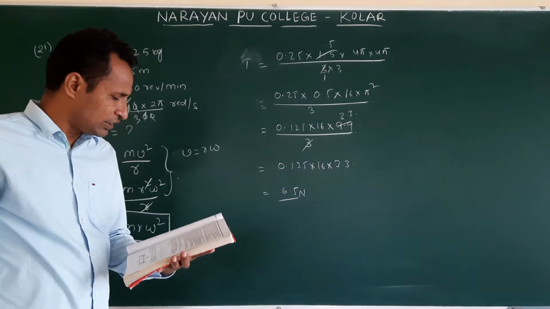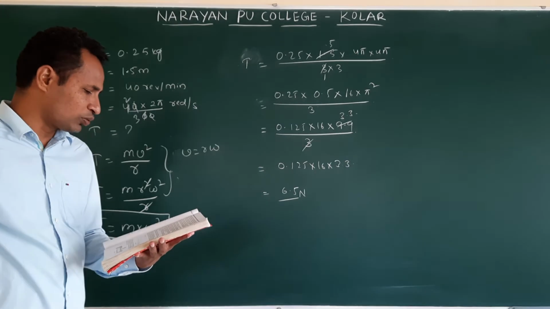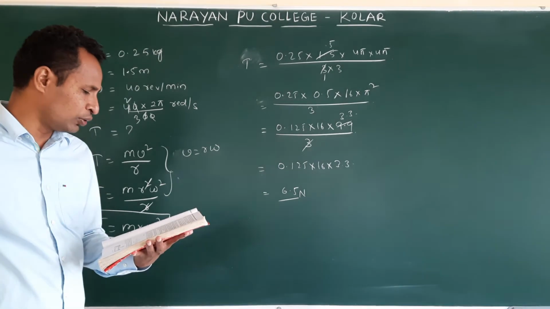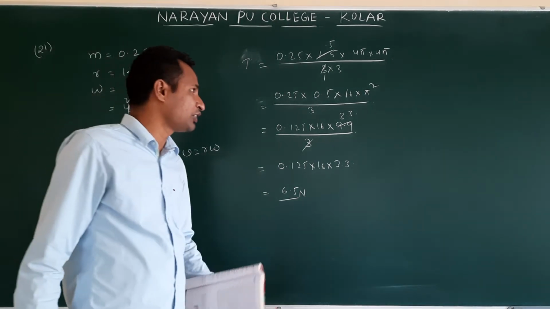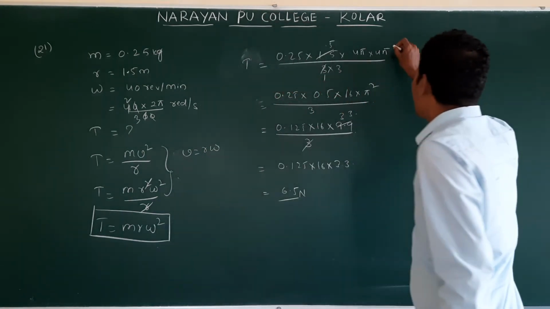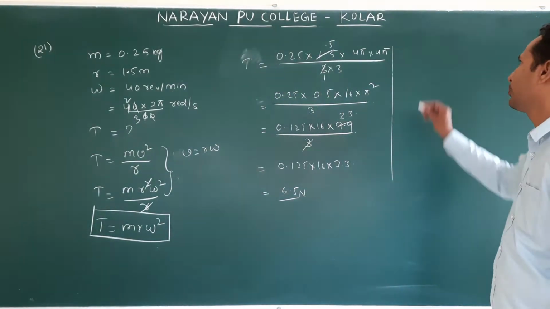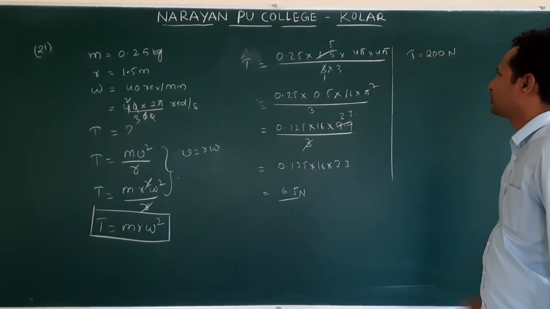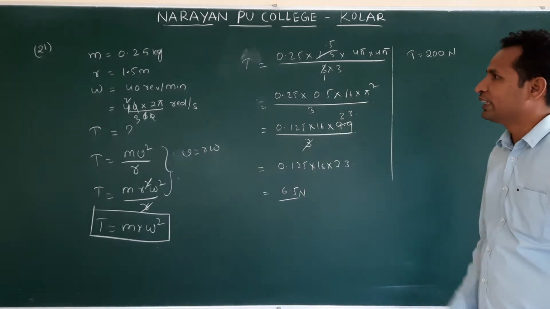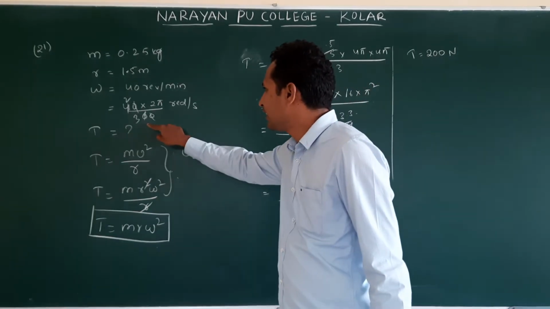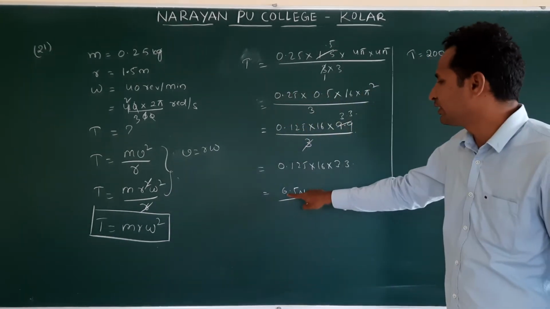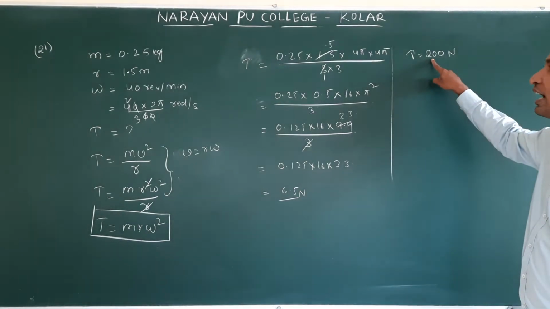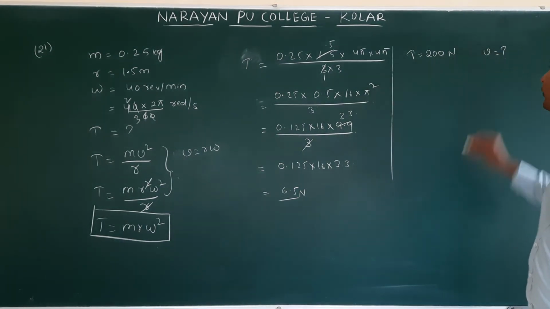Okay. Next, in the same question: what is the maximum speed with which the stone can be whirled around if the string can withstand the tension? The maximum tension that the string can withstand is given as 200 newtons. To have this tension, what would be the velocity they are asking? For this velocity, the tension in the string is 6.5 newtons. They are giving the maximum as 200 newtons. To have this, what would be the velocity?